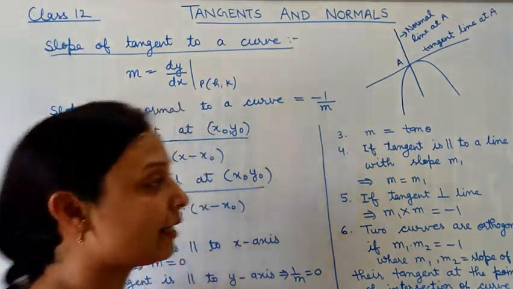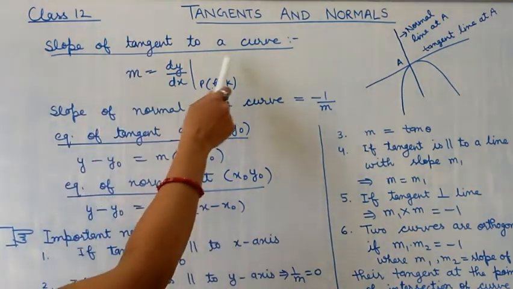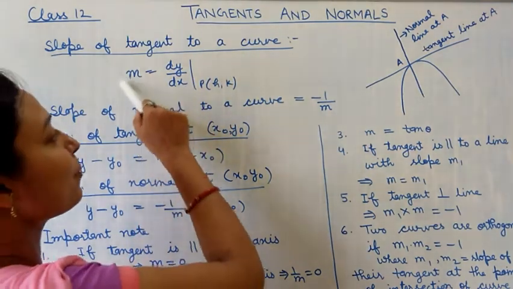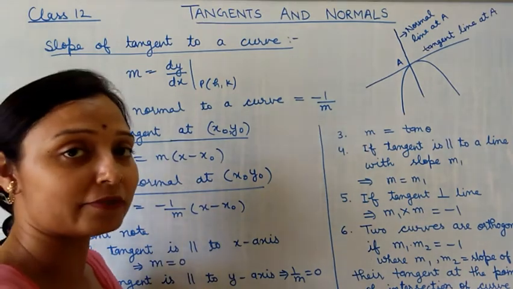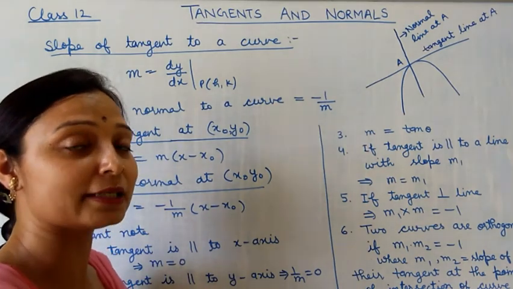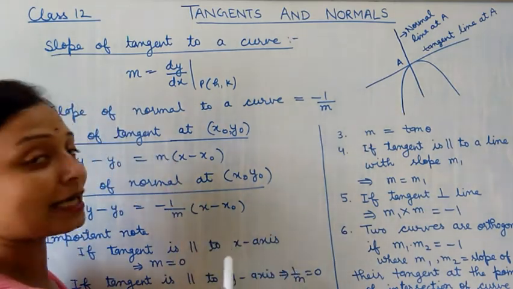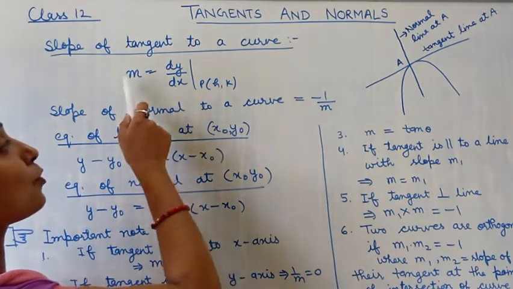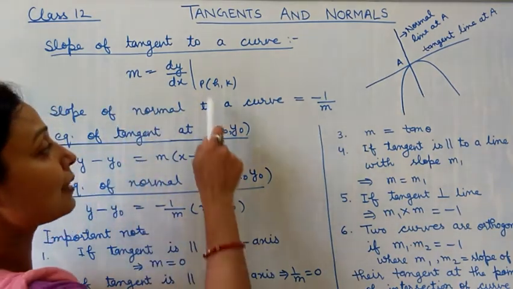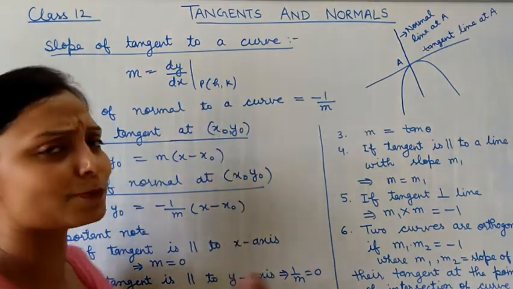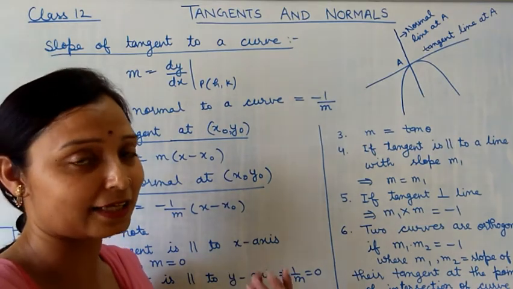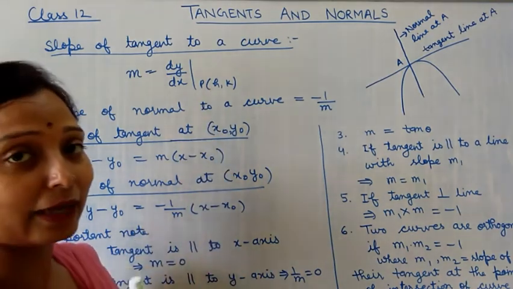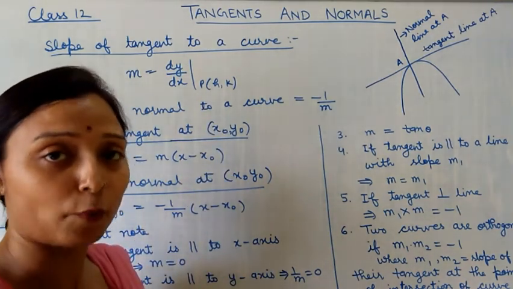I will revise again. Okay, slope of tangent to a curve, that is m equals dy upon dx. This slope is represented by m. You all have done this representation of m in class 11. In class 12, there is a new concept, that is derivative with respect to x, that is also a slope. This equals the slope at the point P, that is (h, k). Let us suppose there is a point (h, k). So when I put the values in the derivative, I will get the value of the slope at that point.